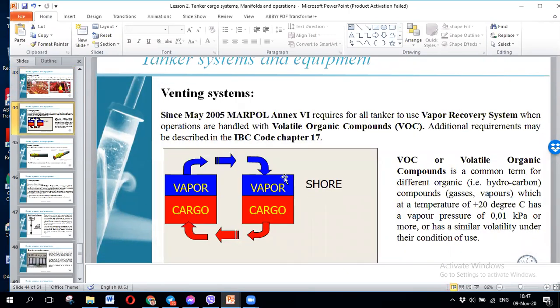So here is the shore side, and this is the vessel side. From the shore side, you receive the cargo. You receive cargo going here. The gas vapors go through the pipeline, the cargo return line, and go inside the shore terminal.